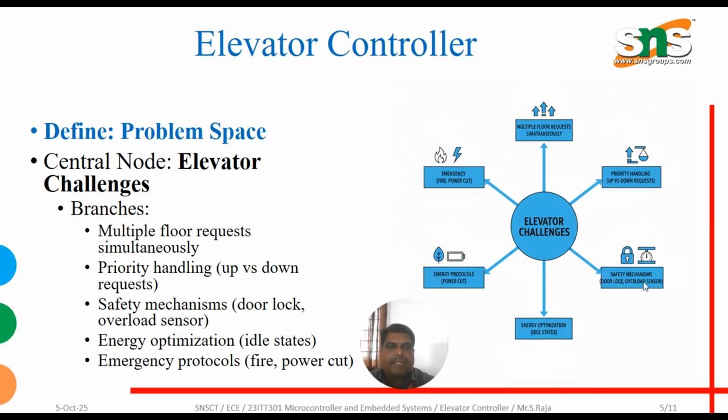So first, from right to left, the safety mechanism is considered for the door lock and overload sensor. Then energy optimization is used for idle states. Then the emergency protocol is used for fire and power cut stages. Then, during a power failure or emergency sensor situations, what may happen, and if the customers are pressing multiple floors simultaneously. For example, on the first floor one person is pressing the fifth floor, and on the second floor one person is pressing the seventh floor, so how will the lift take the decision simultaneously. This all will be considered before going to the elevator controller design.